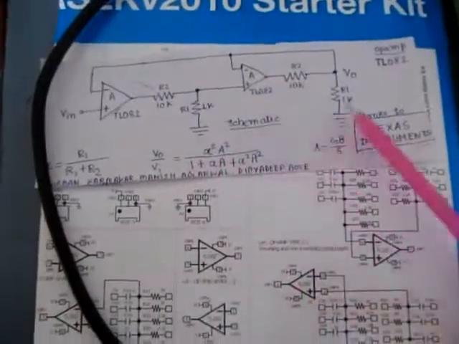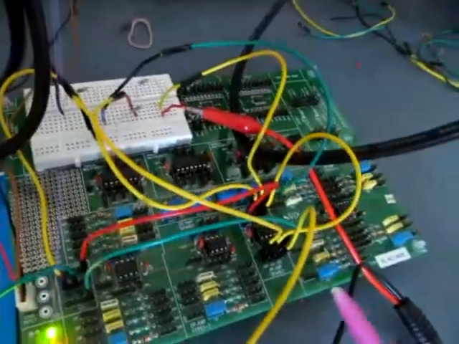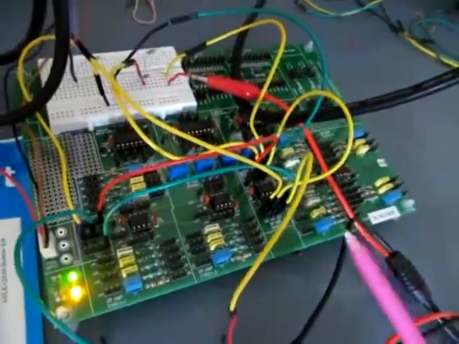It is a schematic of a second order filter. We are implementing this circuit in a starter kit. We have used the spare op-amp present in the IC and external resistors for our implementation.